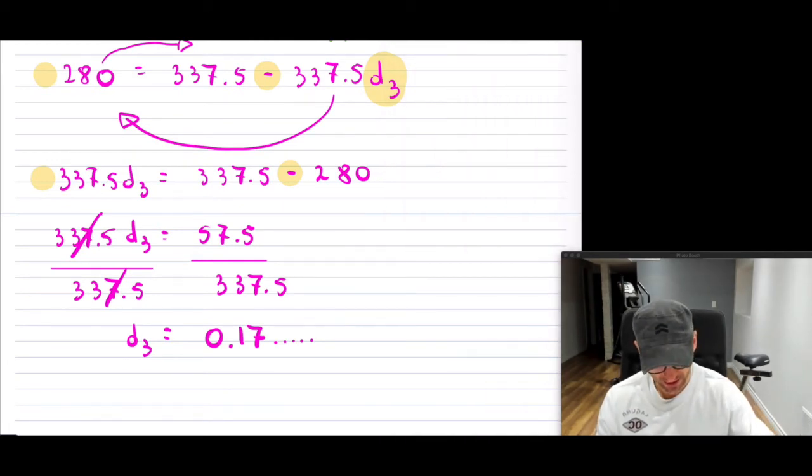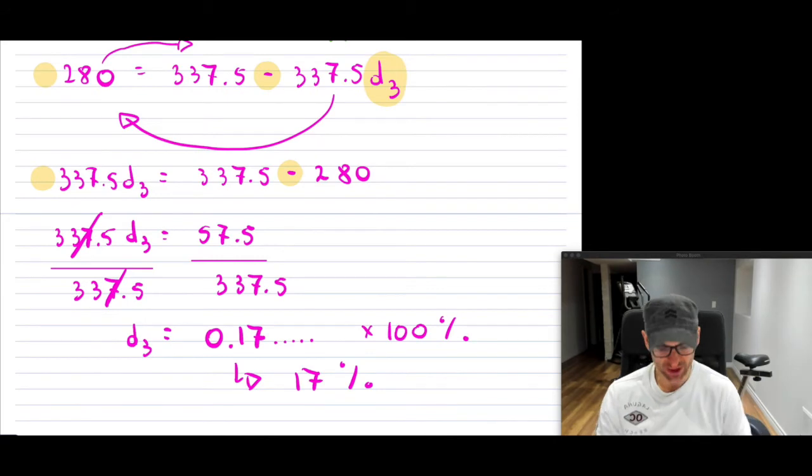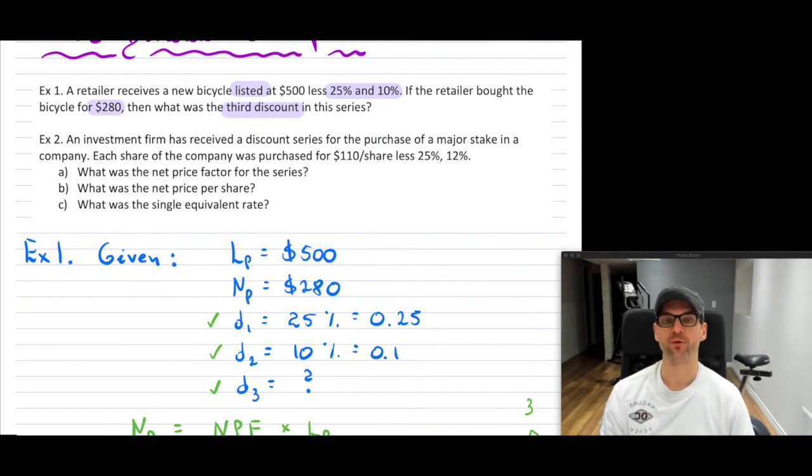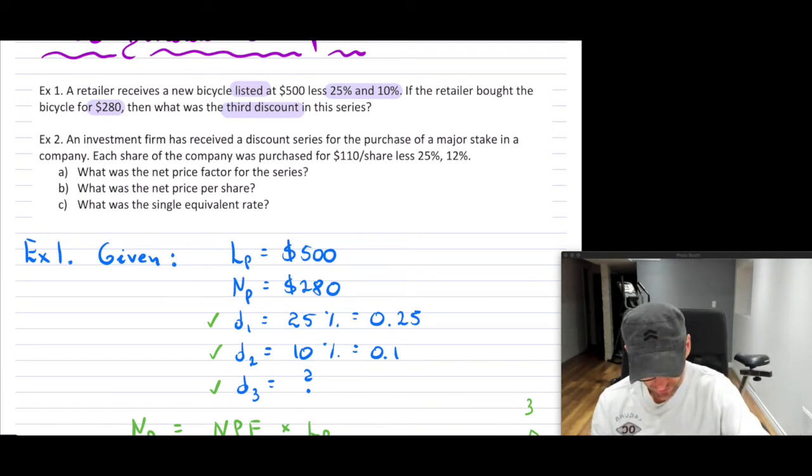If you want this discount in percent, you have to multiply it by 100%, which is going to be 17%. So our third discount on this example is around 17%. That's example 1. Let's take a look now at example number 2.